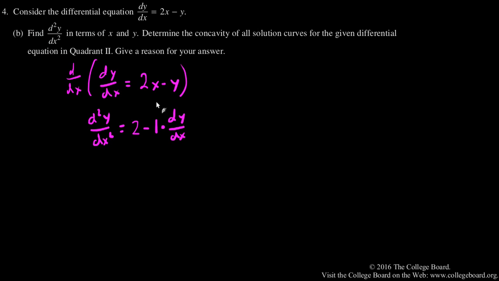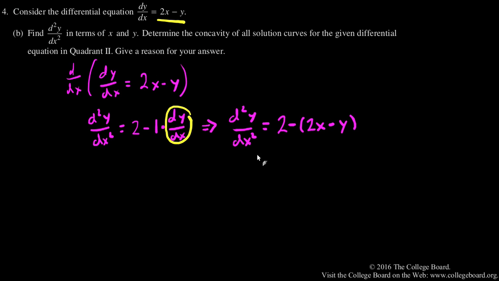And now there's a problem. So this is d squared y/dx squared, but I want it in terms of x and y only, not dy/dx. So I'm going to substitute in what I know dy/dx is equal to in terms of x and y. So this implies that d squared y/dx squared is equal to 2 minus (2x minus y), which will then equal 2 minus 2x plus y.